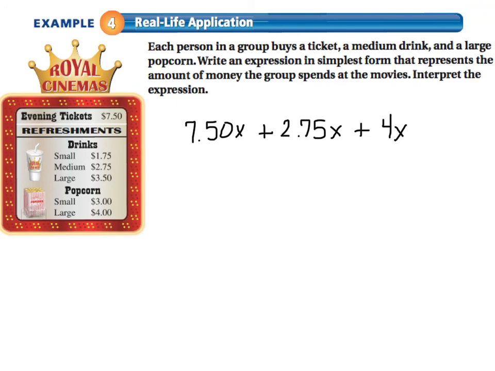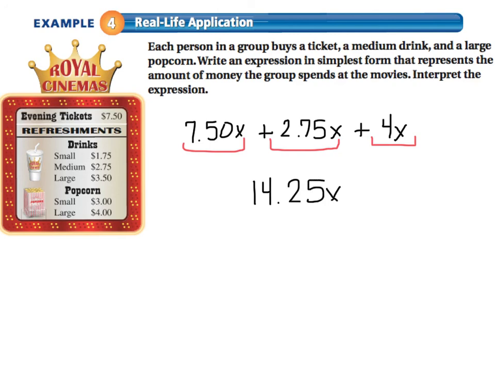Now, these are all like terms, since they have the same variable with the same power. We add these all together, so we add all the coefficients, and that gives us 14.25. And then we don't forget the x.